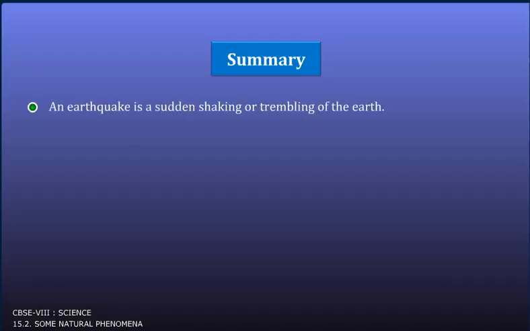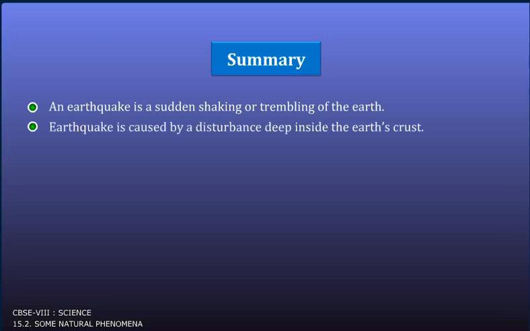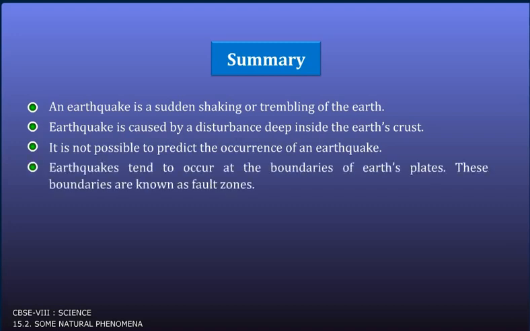Summary: An earthquake is a sudden shaking or trembling of the earth. Earthquake is caused by a disturbance deep inside the earth's crust. It is not possible to predict the occurrence of an earthquake. Earthquakes tend to occur at the boundaries of the earth's plates. These boundaries are known as fault zones.